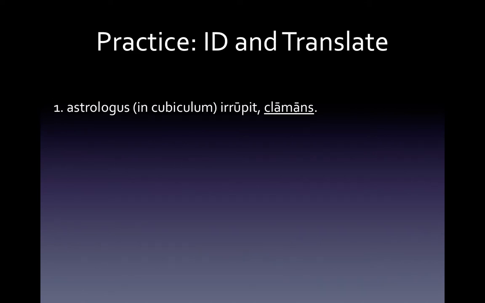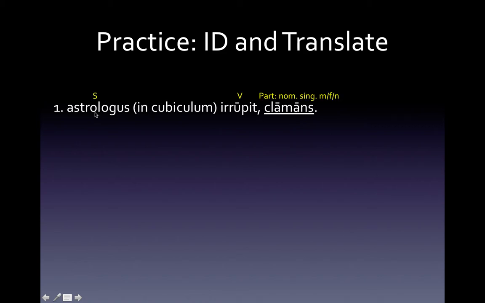Okay, so let's look at the first one together. I put parentheses around the prep phrase in cubiculum. I underlined the word clamans because it is a participle. I know it doesn't have the NT there like I told you, but that's because this is the nominative singular. This is the odd box. So let's go ahead and label them.